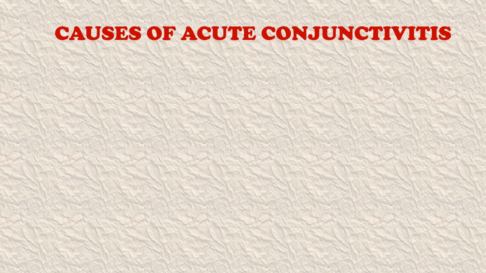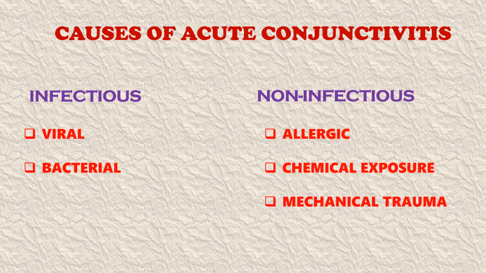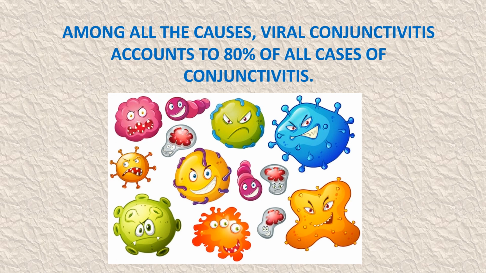Causes of acute conjunctivitis include infectious causes and non-infectious causes. The infectious causes are viral and bacterial. Non-infectious causes include allergies, any kind of chemical exposure or accidental fall of chemicals into the eye, mechanical trauma, or injury. Now, among all the causes, viral conjunctivitis accounts for 80% of all cases of conjunctivitis.